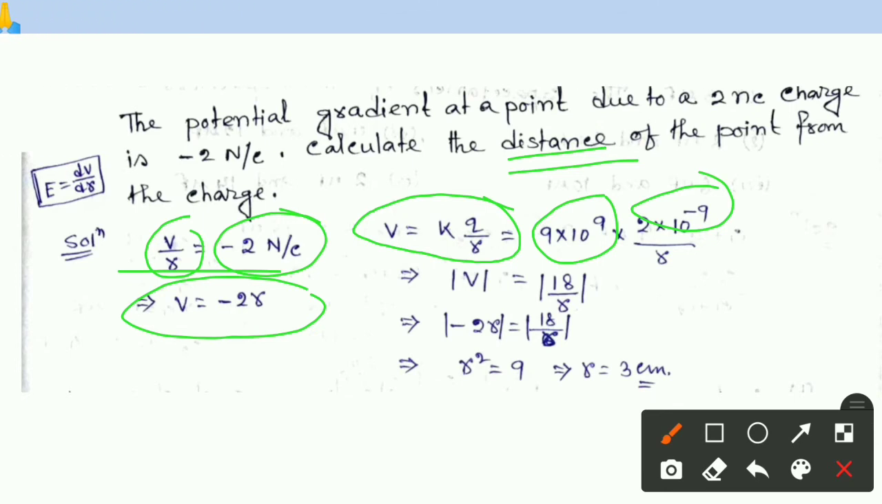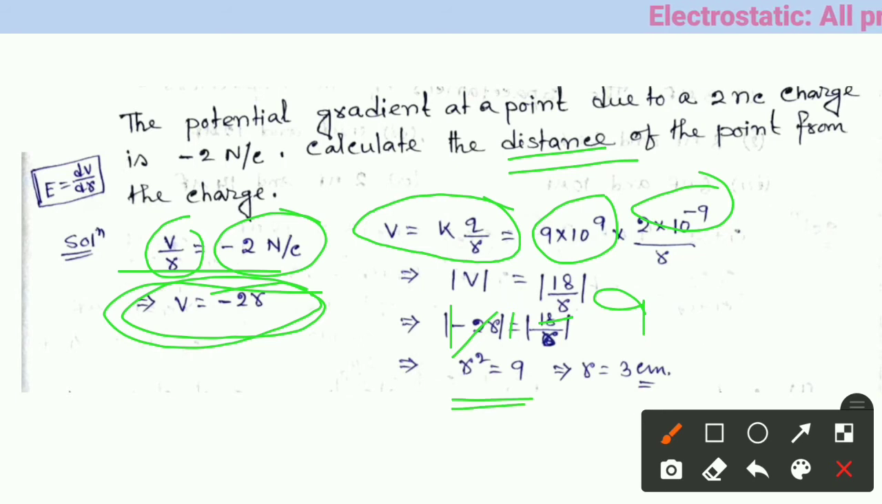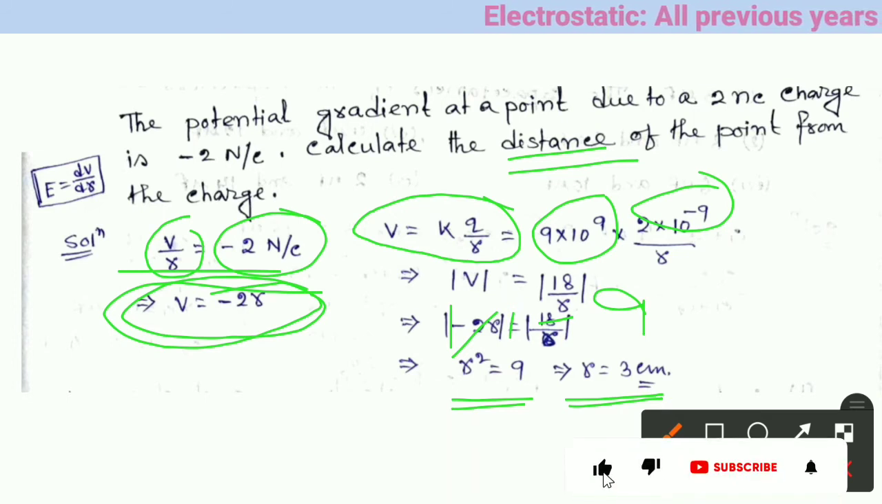Now V is equal to 2R, so we take the mod. So 2R is equal to 18 by R. Now this 2 and this 18 cancel, 2 into 9. So R square is equal to 9. So R is equal to 3 centimeter. So the distance of the point from the charge is 3 centimeter.